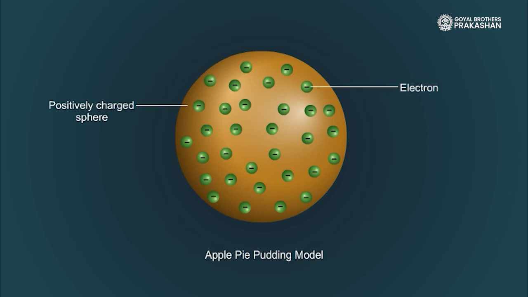J.J. Thomson's model of the atom was not accepted by fellow physicists, as it was unable to explain how positively charged particles were shielded from negatively charged particles without getting neutralized.